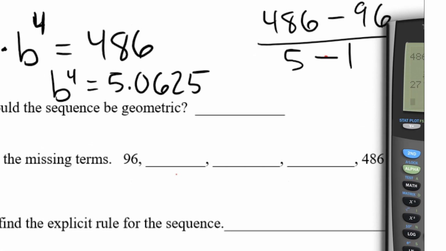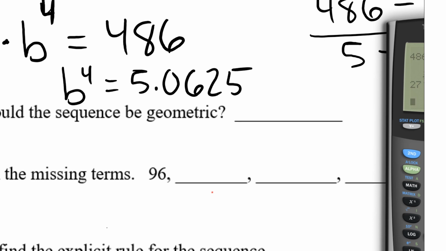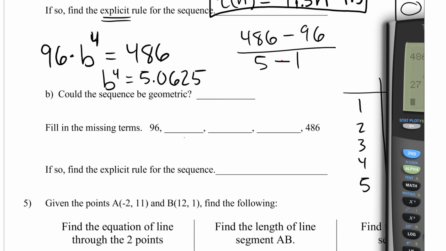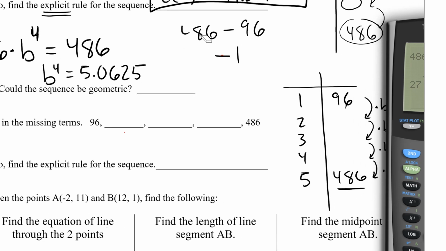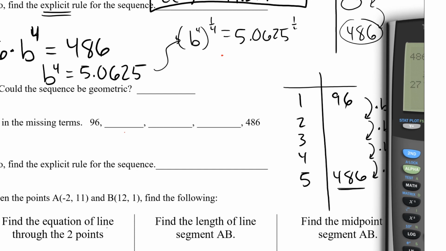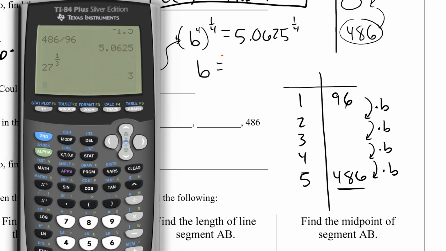So let's take a look at this. What I'm going to do here is raise both sides of this expression to the 1/4 power. Let me get rid of this. I need the room, sorry. So if I do that, this is going to become b to the 4th to the 1/4 power equals 5.0625 to the 1/4 power. So b will very simply equal whatever that thing to the 1/4 power is. So let's look at that.